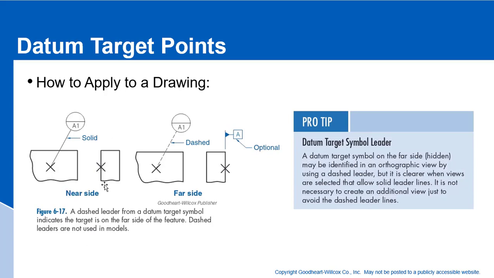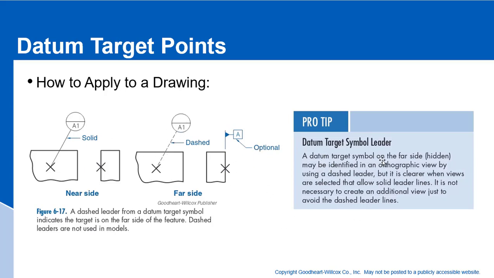Now if we saw that in a side view, here's how it would look. It would look like an X here on the surface of the part. Now look at this case here, where we're making this leader line dashed. What that signifies is that the datum point is on the far side of the part.